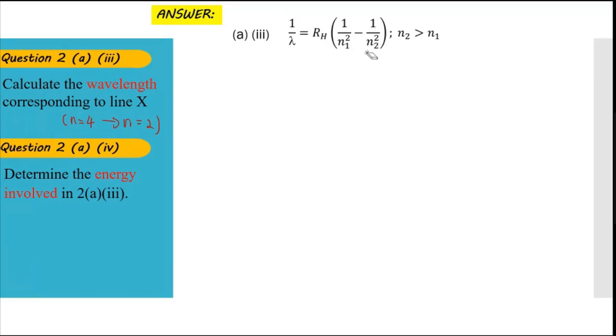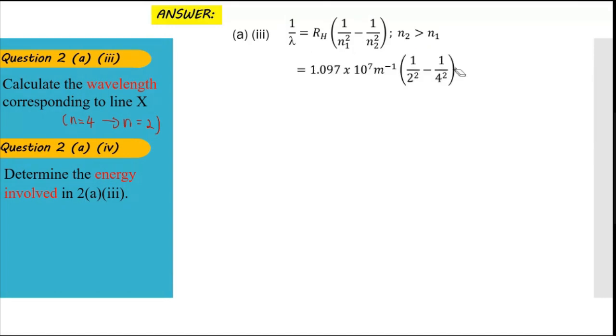In Rydberg's formula, when you write it, you have to indicate n2 larger than n1. Why? Because lambda is a measure of length. It cannot be negative. It wouldn't take a negative value. So to ensure you always get a positive value, n2 must be larger than n1. So between 4 and 2, n2 is 4, n1 is 2. Smaller number n1, bigger number n2. That would definitely give you a positive answer.